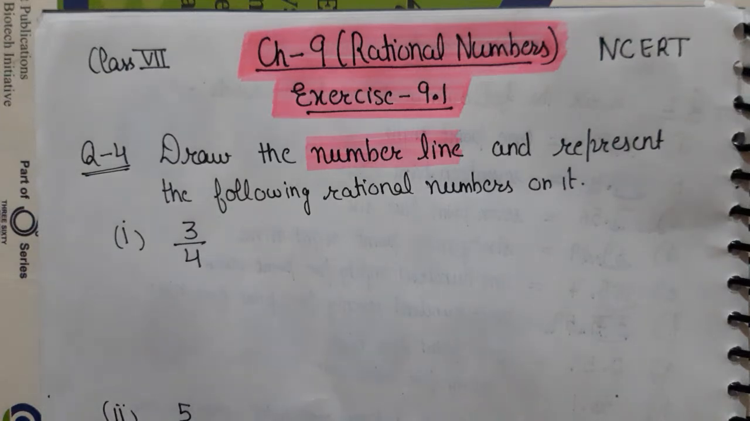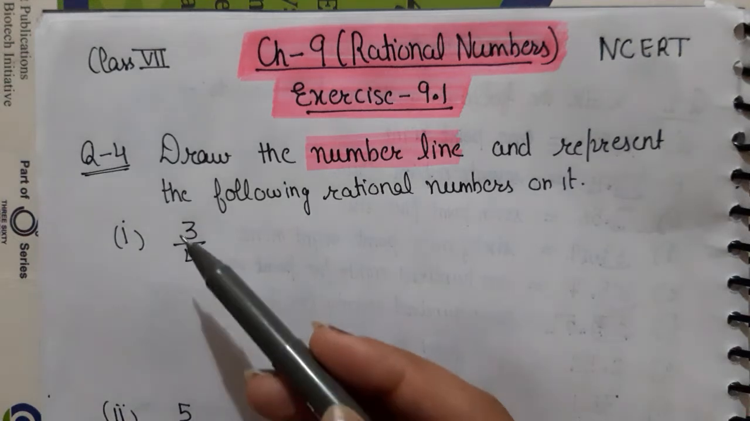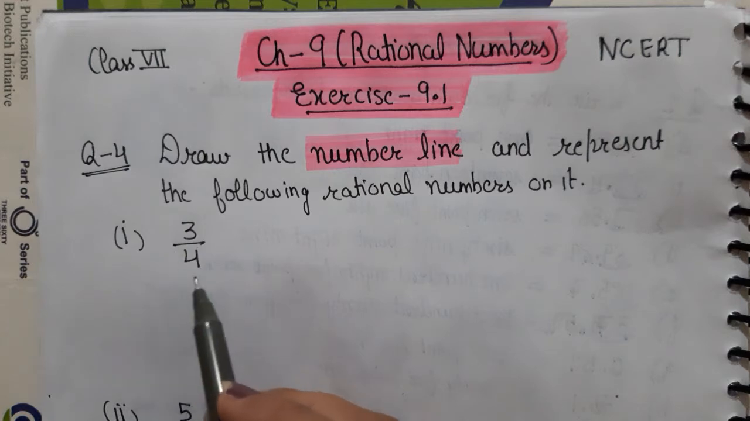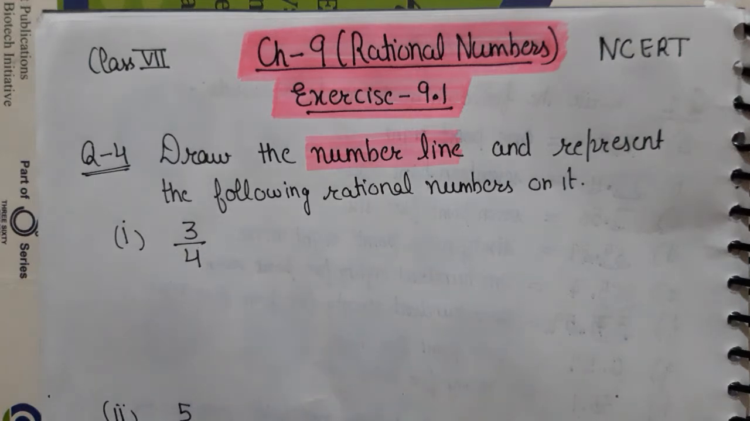Question number 4 is: draw the number line and represent the following rational numbers on it. You have to draw the number line and represent the rational numbers on it. But you don't know how to represent rational numbers on the number line. See how to represent 3 upon 4. It means between every two integers they have made 4 equal parts, from 0 to 1, 1 to 2, they have made 4 equal parts.